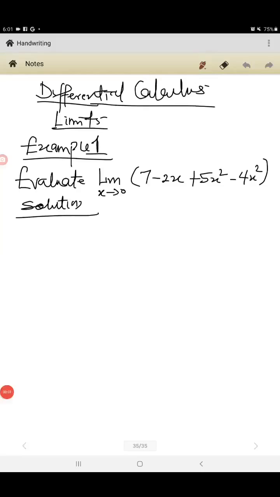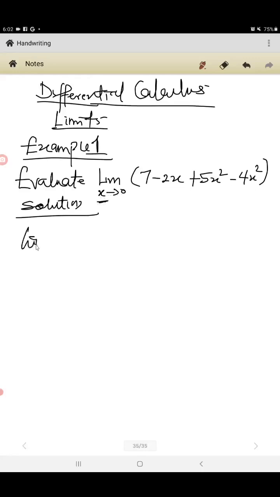Want to talk about differential calculus. Where we start is limits. So let's have just a first example about limits. Evaluate the limit of 7 minus 2x plus 5x squared minus 4x squared as x tends to 0. So this is how to do this.